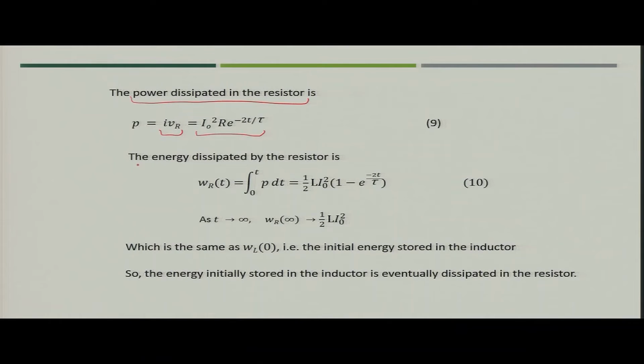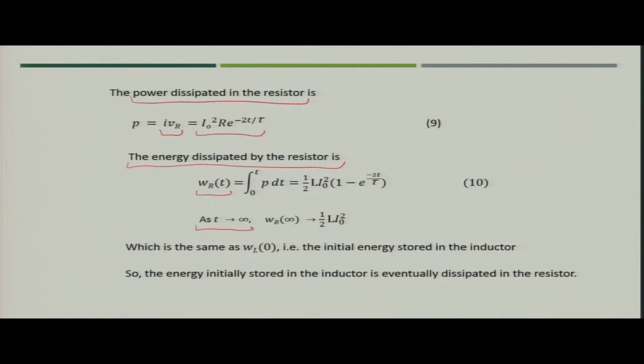Now, what we want to find out is the total energy dissipated by the resistor during a particular time t. What we can do? We can find the energy as the integration of instantaneous power p over dt between 0 to t. So, what we get? We get the value as 1 by 2 L I naught square into 1 minus e to the power minus 2 t by tau.